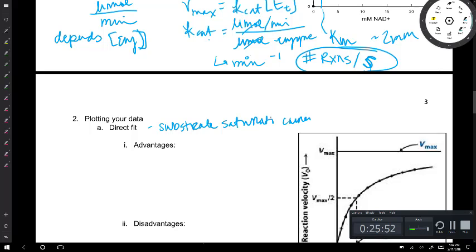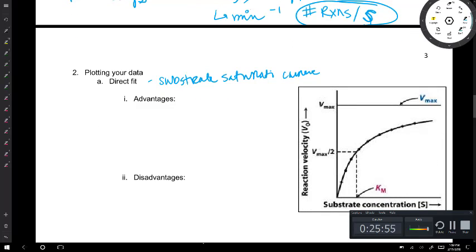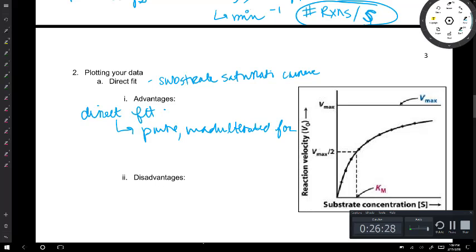We call it a substrate saturation curve because, as I've shown you earlier, at low concentrations you have that steepness, but as you approach higher concentrations of substrate, the curve starts to flatten out as you achieve the theoretical maximum velocity, or the Vmax. One of the main advantages of the direct fit is that it is quite simply a direct fit of your data. Your data are in their most pure, unadulterated form, so you don't have to manipulate your data to get the answers that you want.